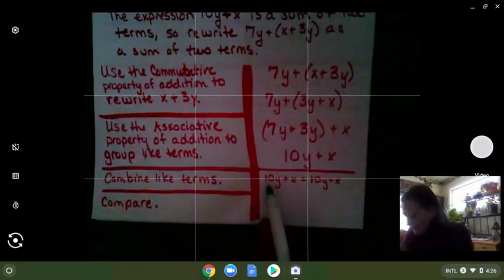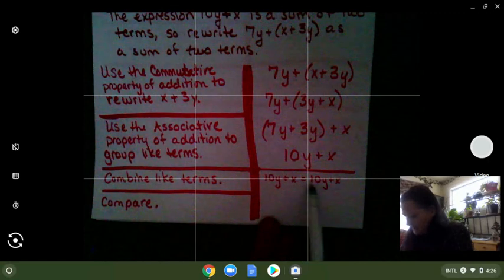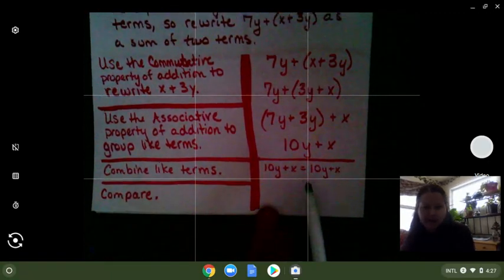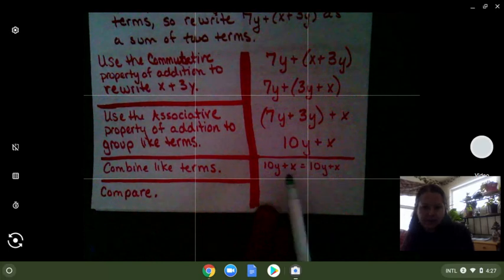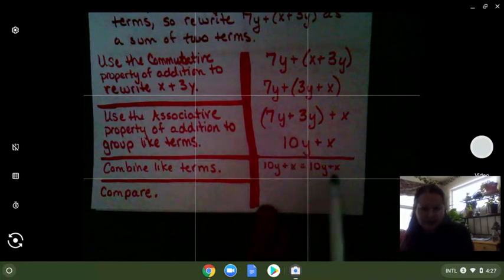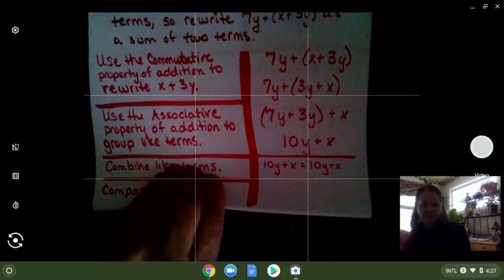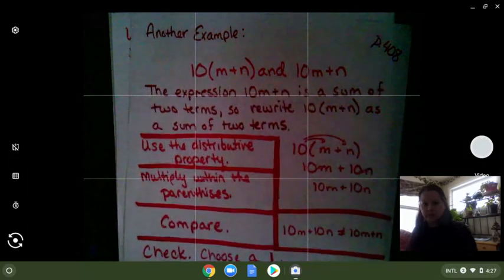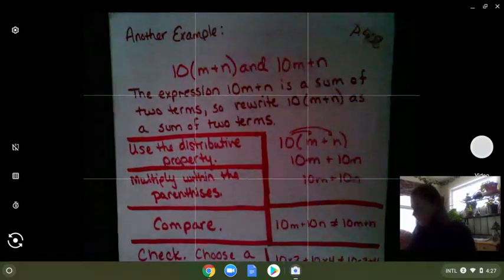So now I can see that 10y plus x is equal to 10y plus x. We compare those just by looking at them. You don't need to put numbers in there because they look exactly alike. So after you combine terms, if they look alike, then you have two equivalent expressions. All right, this one is also on page 408.